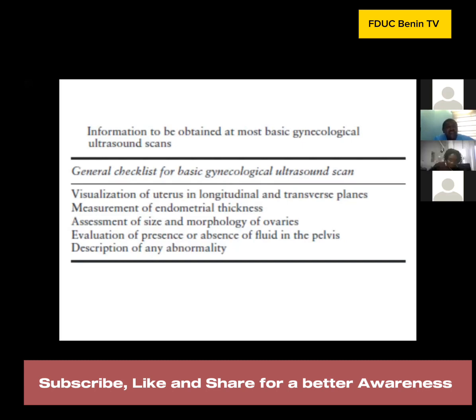A gynecological ultrasound can be performed in two ways, abdominally or vaginally. When we perform an abdominal scan, the distance between the probe and the organs that you want to see, the uterus and the ovaries, is long. So we work with low ultrasound frequencies. That gives us quite poor resolution.